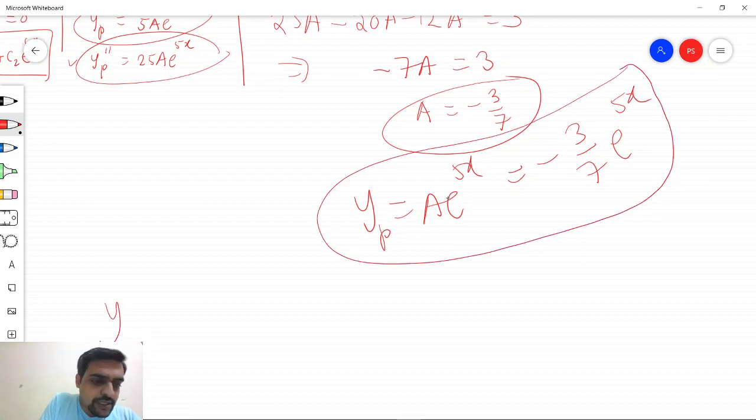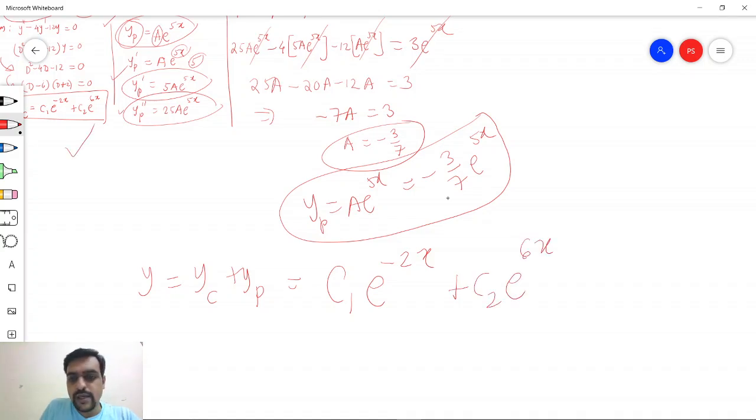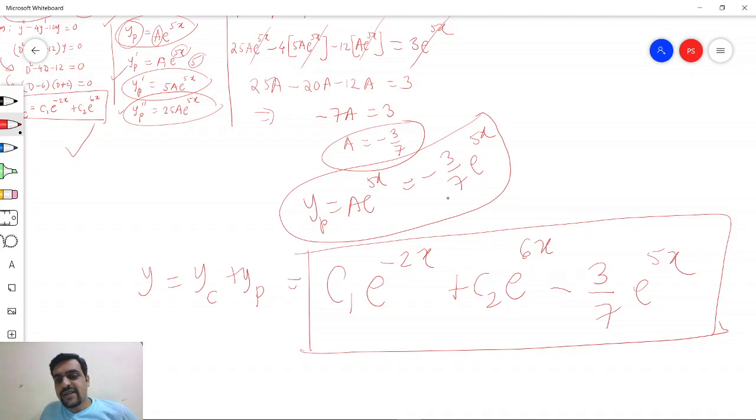So the total solution, which is the sum of yc and yp, would be simply c1 e raised to minus 2x plus c2 e raised to 6x. Remember this expression, minus 3 by 7 e raised to 5x. This will be the complete solution of the given non-homogeneous differential equation. Thank you.